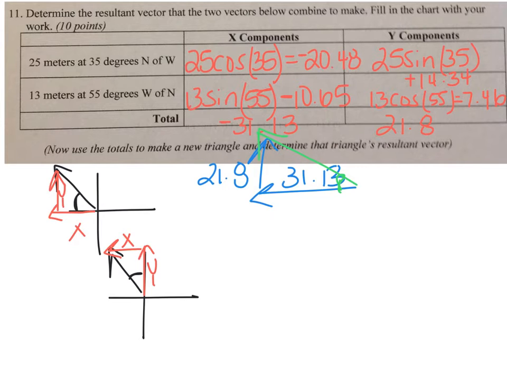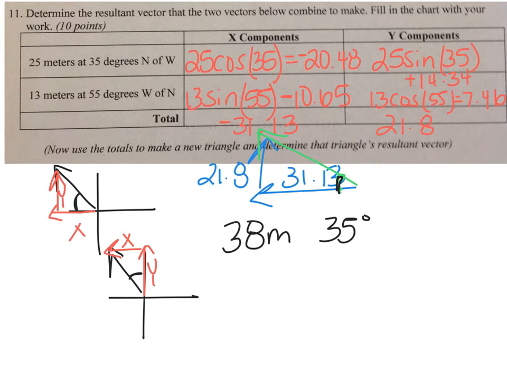So to find your resultant magnitude, Pythagorean theorem, you guys should be good at that by now. When you solve that, you should get 38, and our units are meters. To find our angle here, we're looking at the angle you start at. You're going to use inverse tan 21.8 over 31.13. And that will give you 35 degrees.